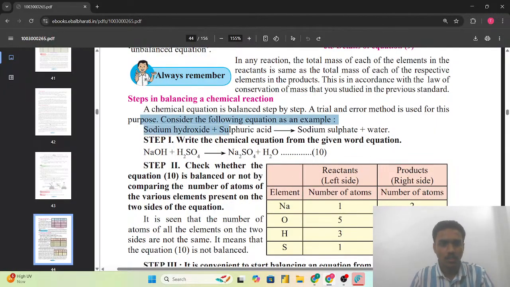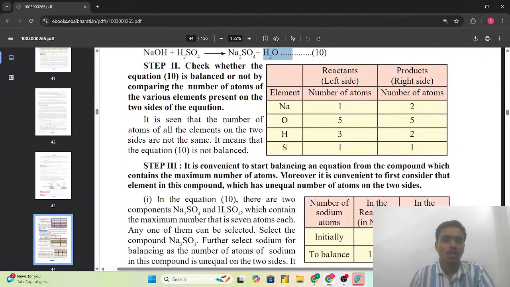Consider the equation. We have given the equation in the word equation format. Sodium hydroxide plus sulfuric acid gives sodium sulfate plus water. Write a chemical equation from the given word equation. अगर हमें word equation दी होगी तो हमें उसकी chemical equation लिखनी है. So we are writing down the chemical equation. Sodium hydroxide, as we know, is NaOH, sulfuric acid is H2SO4. When combined, that means we have to add these two reactants, then gives sodium sulfate, that is Na2SO4, and water, that is H2O.